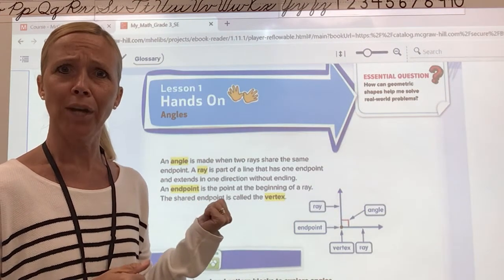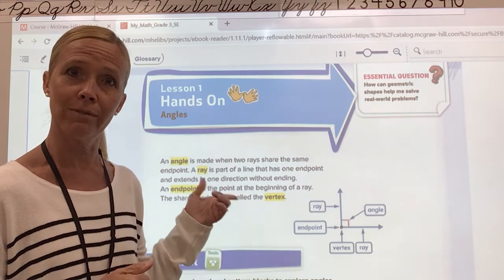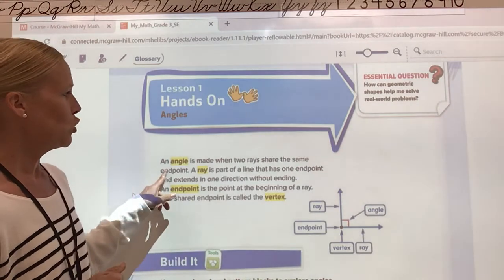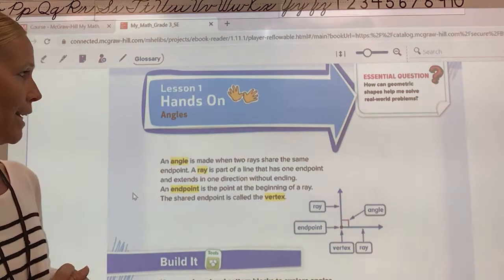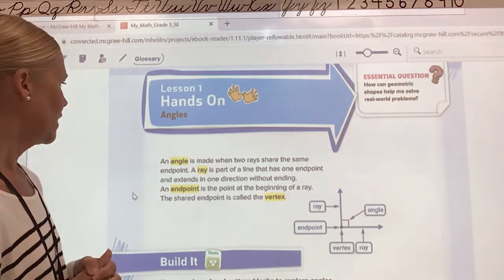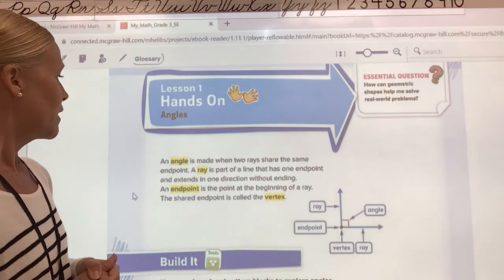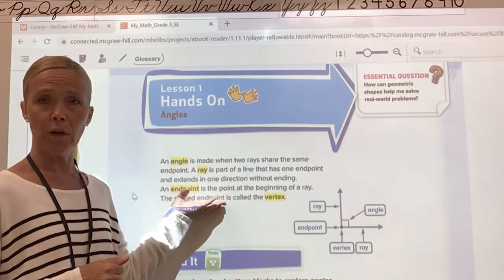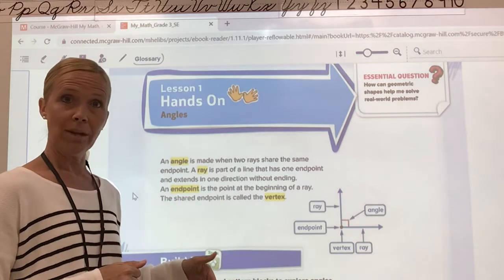And we've got a lot of vocabulary on this page. If you look, you can see a lot of yellow highlighted words. So let's get to those first. It says, an angle is made when two rays share the same endpoint. A ray is part of a line that has one endpoint and extends in one direction without ending. An endpoint is the point at the beginning of a ray. The shared endpoint is called the vertex. So just in this paragraph alone, we have 4 vocabulary words, and we're going to get another one as we scroll down a little bit.